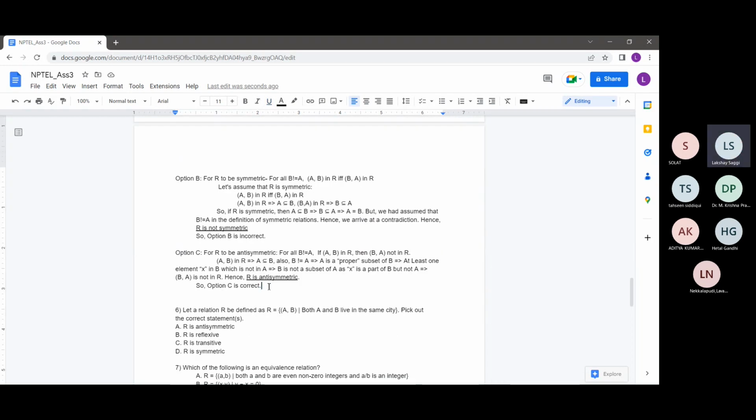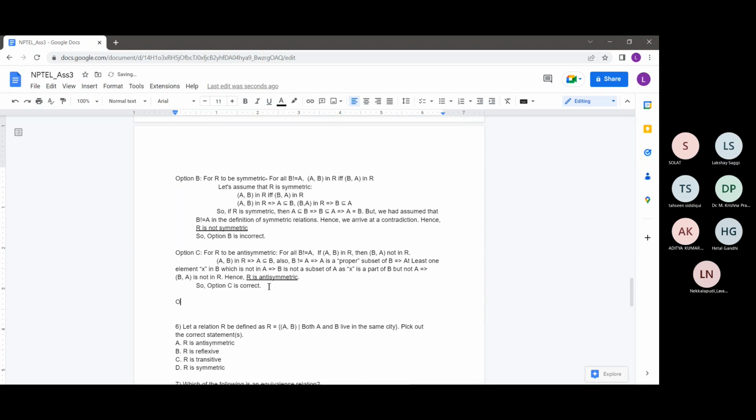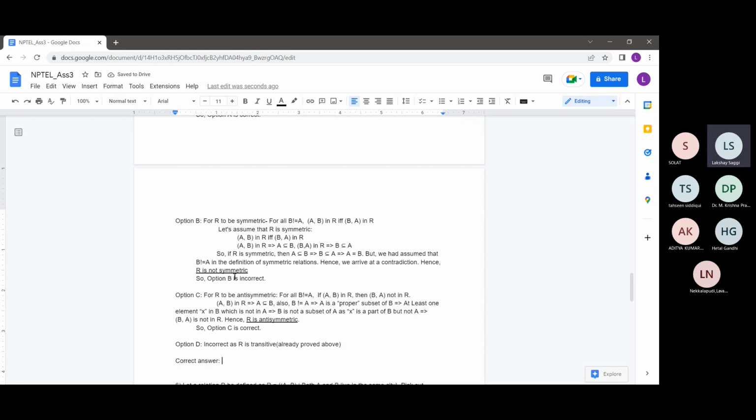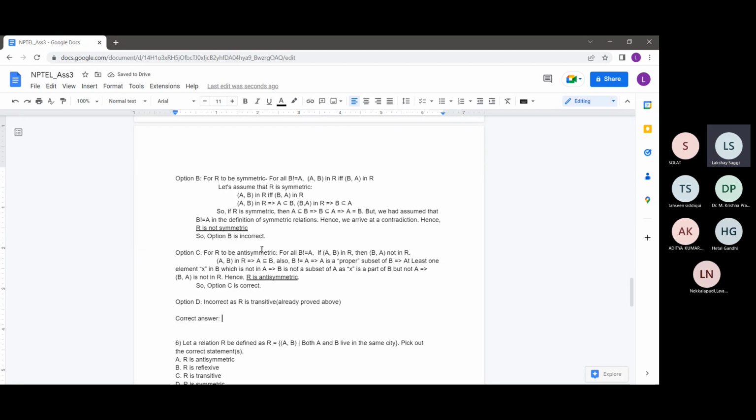So option C is correct. Option D is incorrect, as R is transitive. Already proved above, right, guys. So the correct answer is, as we have already seen, option C was correct. Option B was incorrect. Option A was correct. So A comma C.